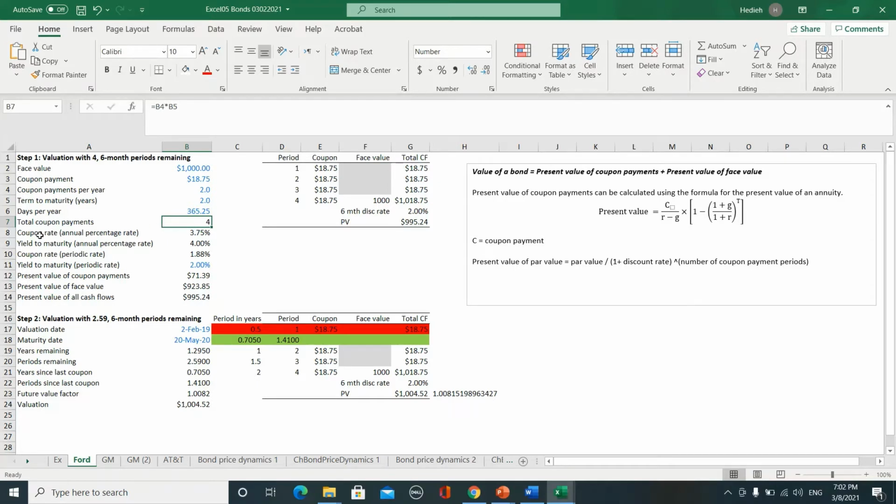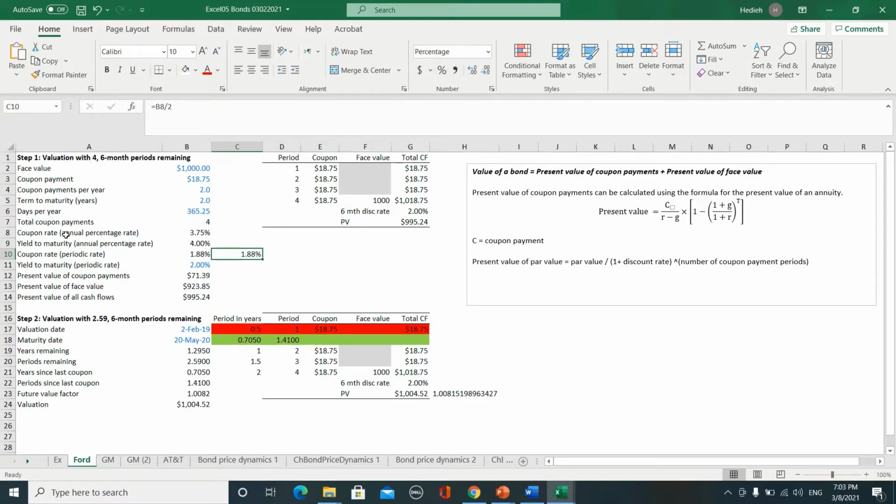And the coupon rate is given to you in the form of an annual percentage rate, and it is 3.75%. But you know that coupon payment happens semi-annually. So if you want to find the coupon rate for a 6-month period, you use the coupon rate for a year divided by the number of periods in a year, which is 2. And this gives you the coupon rate for a 6-month period. You can make it to be shown in a percentage form.